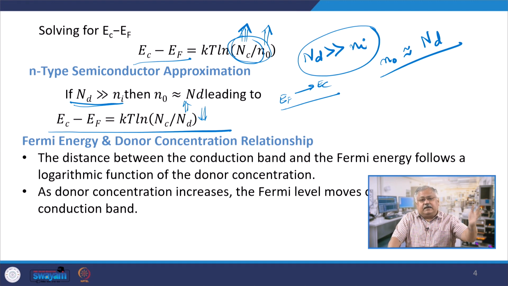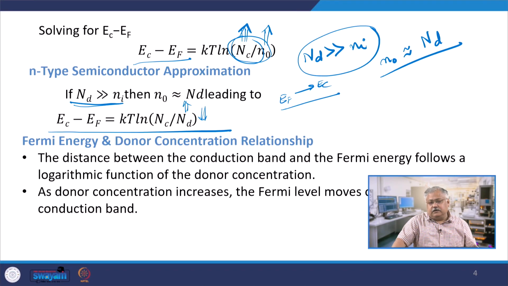Now, I leave as a question to you: what will happen if the Fermi level crosses the conduction band edge and goes into the conduction band? How will the semiconductor behave in that case? You should be aware of that as well. Now, as I discussed with you, as the donor concentration increases, the Fermi level becomes closer and closer to the conduction band.